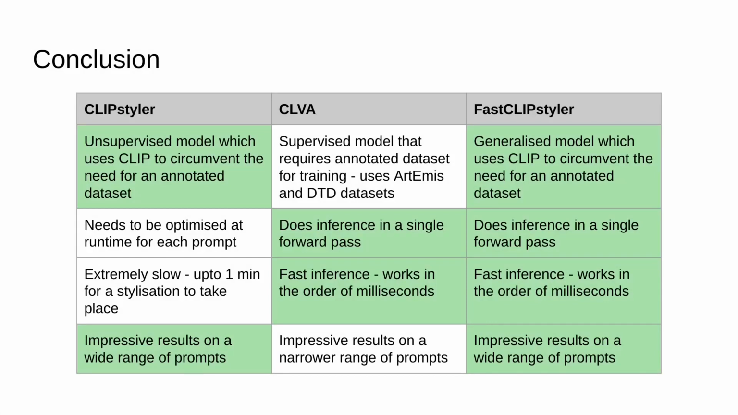In conclusion, we created a model that combines the best features from each of the state-of-the-art approaches in language-driven artistic style transfer. Our model does not rely on an explicitly labeled dataset that needs to map prompts to images. It does this while remaining capable of performing stylization in a single forward pass, making inference run in the order of milliseconds. It also shows impressive results on a wide range of prompts.